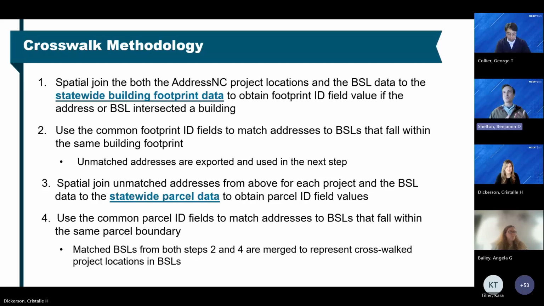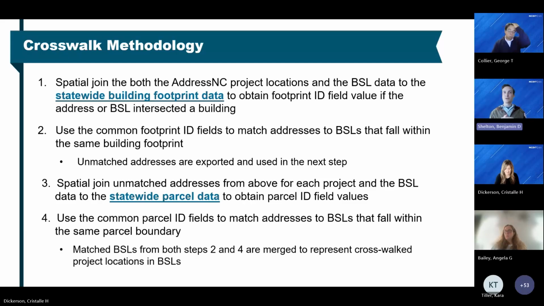Whether the addresses match or all the other fields match, doesn't matter. Spatially, this address is on the same building as this BSL. So that matched a lot of our locations from the address NC data sets over into the BSLs. Well, then what we're left with is all the BSLs that didn't match. There was no join. Either the address NC data set was outside the building footprint, or there was no building footprint, if the building footprint data set was incomplete there, especially for new builds, or the BSL was not on that building. So in those instances, what we did is we used the statewide parcel data.